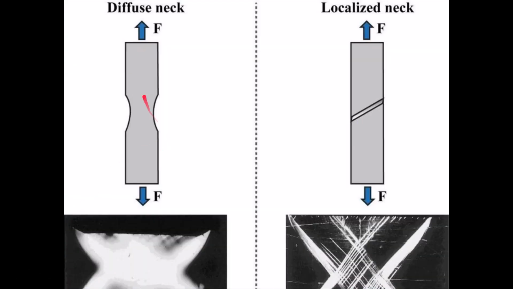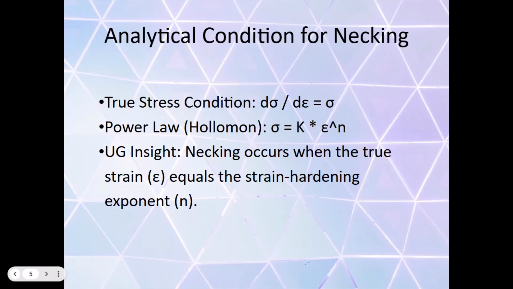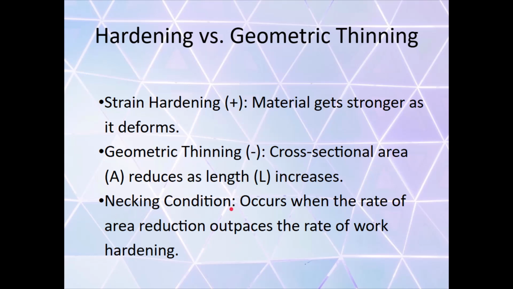I'll show you an image. As you can see here, while applying the tensile load on top and bottom, the length alone gets increased, and the area of cross section is reduced. This is what is explained here, and this is geometric thinning.